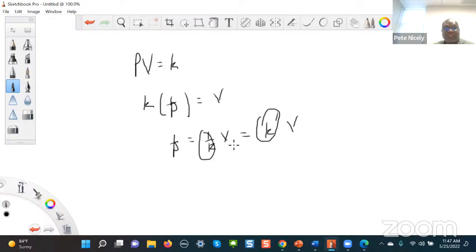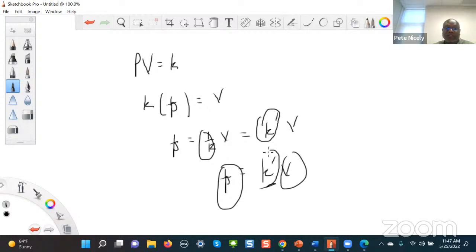So if you plot, according to this equation, 1 over P will be equal to K prime times V. So if you plot 1 over P versus V, you're going to get an equation of a straight line where the slope would be equal to K prime right here. So this would be the slope, right? This is going back to stuff that you should have learned in math, all right?